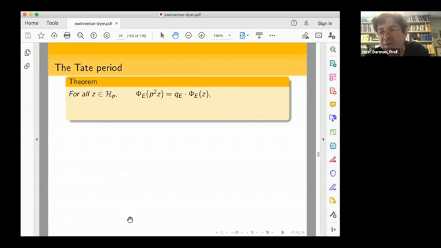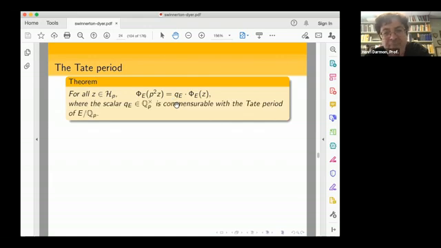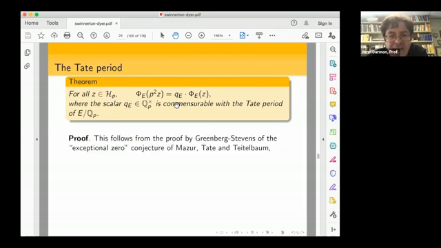Now, maybe the first indication that there's some tight geometric connection between the original elliptic curve and this rigid analytic period function is the fact that when we ask for the scalar that determines the transformation rule relating phi E of Z with phi E of p squared Z, now this function phi E is only defined up to multiplication by a scalar, but the ratio phi E of p squared Z over phi E of Z is a well-defined invariant. And when one looks at this ratio, one recovers a quantity which is commensurable with the Tate period of the elliptic curve over Q_p.